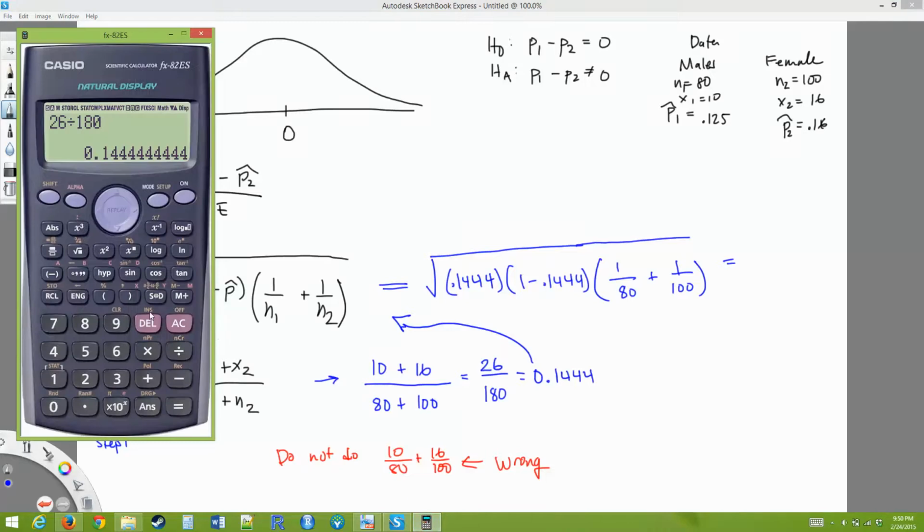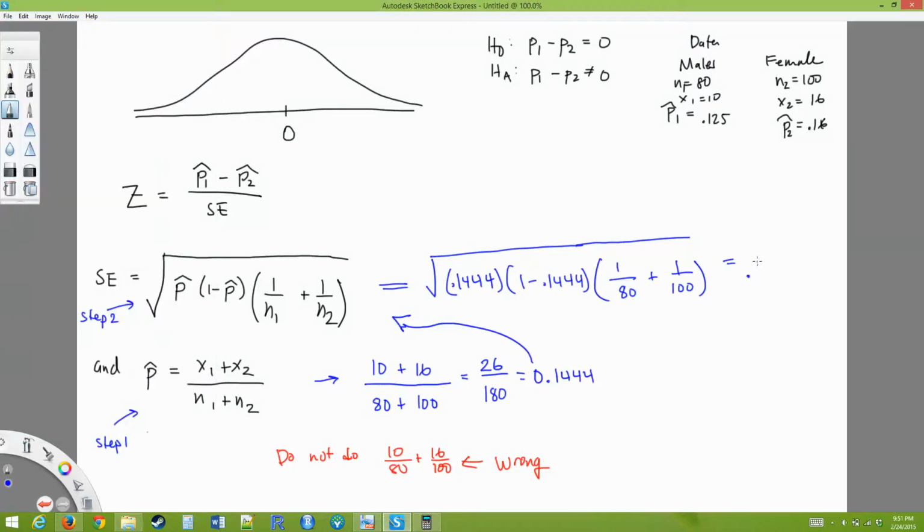Okay, so I'm just going to plug this in now. I'm going to do that times 1 minus 0.1444 times 1 over 80 plus 1 over 100. Parentheses, end. And then I'm going to take the square root of that, and I get 0.0527 as my standard error. Okay? So that is my standard error.